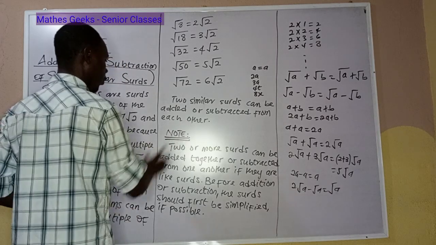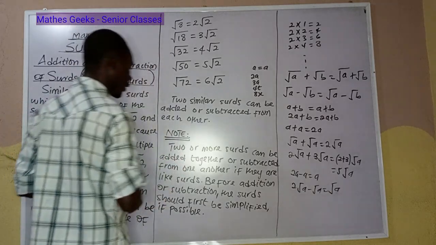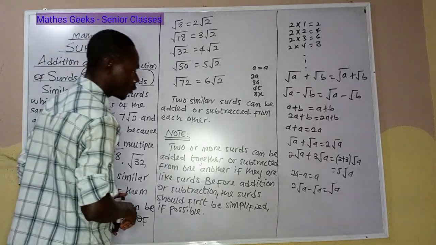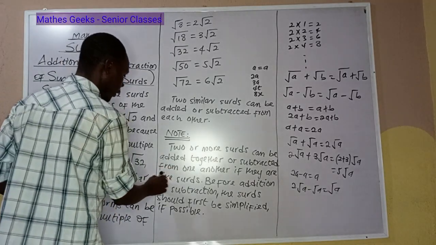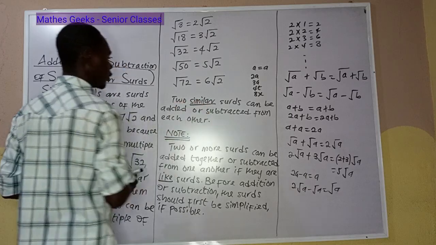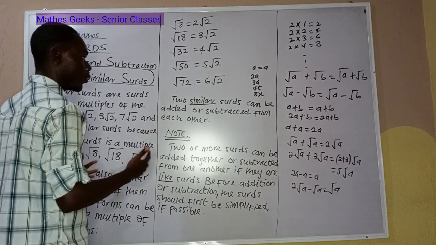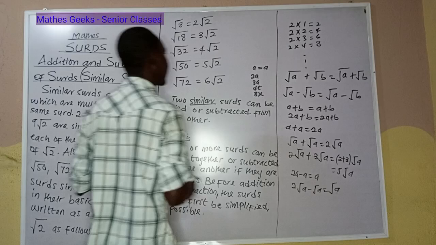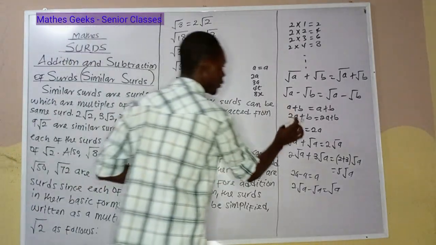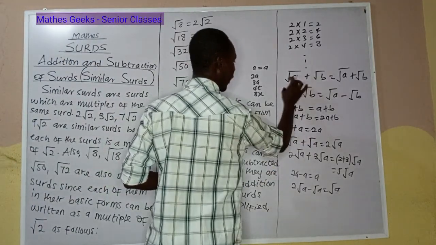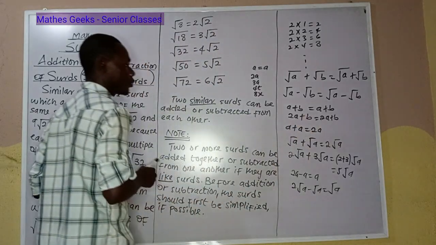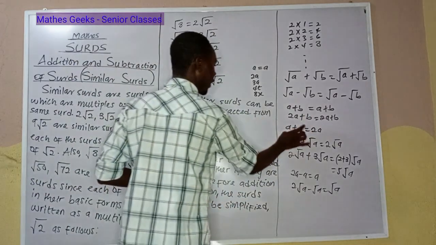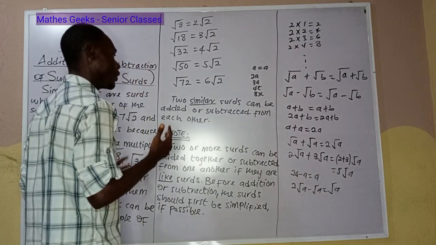Now, okay, let's take our notes. Two or more surds can be added together or subtracted from one another if they are like surds. So, like and similar, those are the two things you need to take note of. They must be like or similar. Like means just like terms and unlike terms. So these are like terms and these are unlike terms. A and B are unlike. The two letters are not the same. But when the letters are the same, we say they are like terms or similar terms.